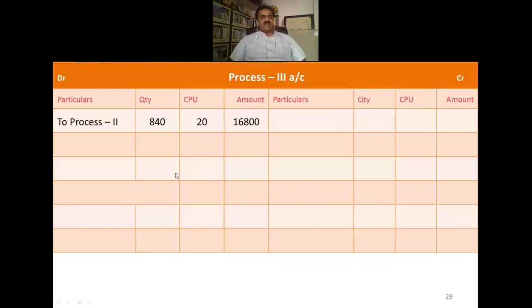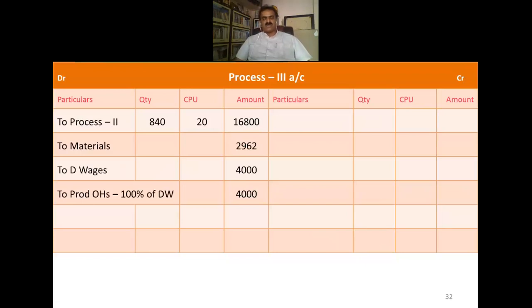Similarly, take all the expenses. Material 2,962 as given in the question. Direct wages were given as 4,000. Production overheads as 100% of direct wages, that comes to 4,000 rupees.